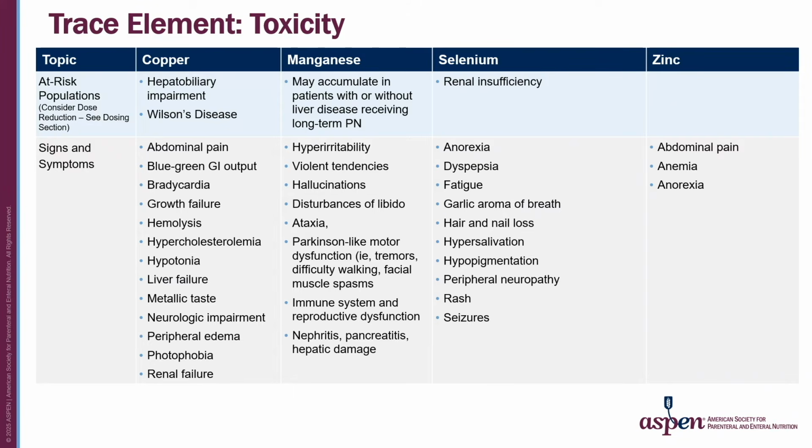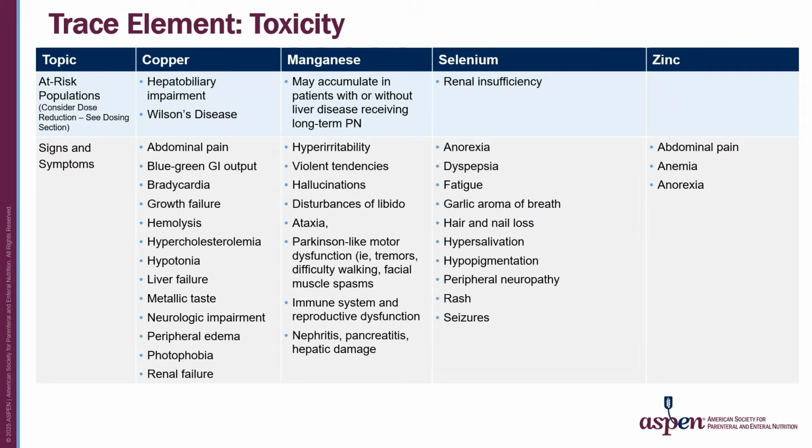Toxicity can be seen in certain at-risk populations. Starting with copper, patients who are at risk include those with hepatobiliary impairment or Wilson's disease. And signs and symptoms of copper toxicity include abdominal pain, blue-green GI output, bradycardia, growth failure, hemolysis, hypercholesterolemia, hypotonia, liver failure, metallic taste, neurologic impairment, peripheral edema, photophobia, and renal failure.